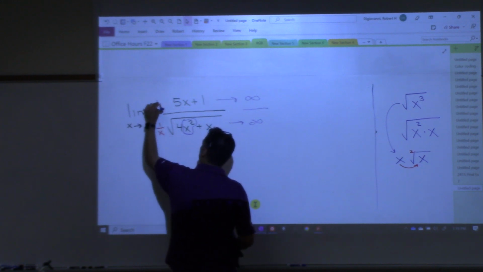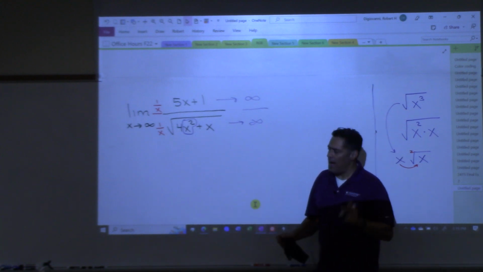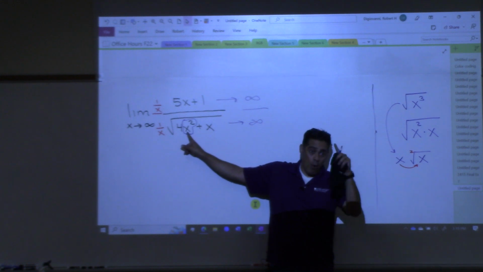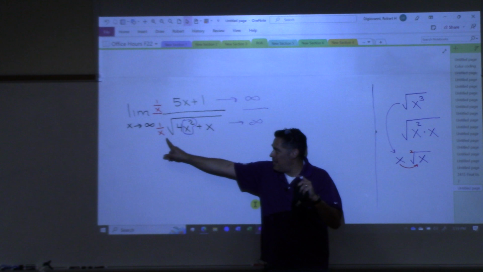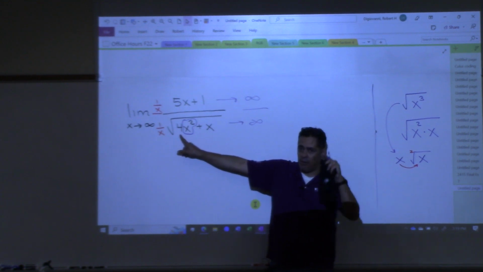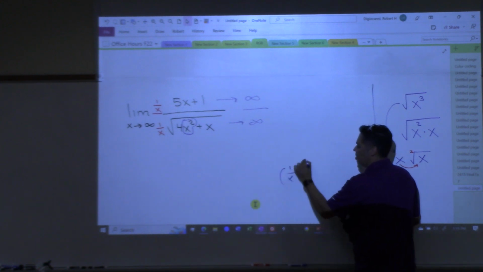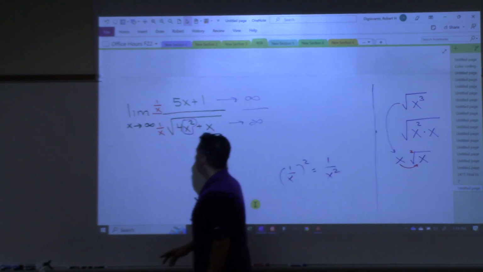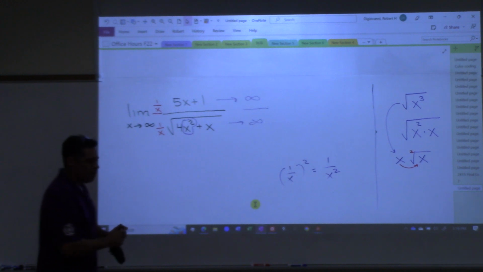And then on top, I need a 1 over x as well. And again, the idea is that I need to kill off x squared. So I need a 1 over x squared, but it has to start on the outside of the root. So when it comes in, it becomes squared. When you square 1 over x, you get 1 over x squared, right? You square the top, you square the bottom. Any questions on why I'm using 1 over x?